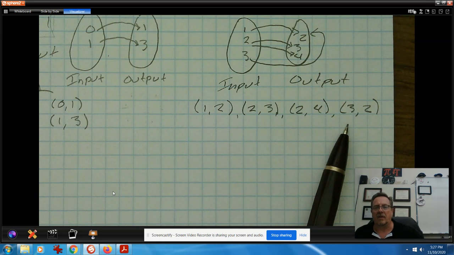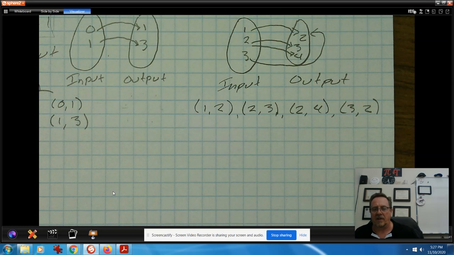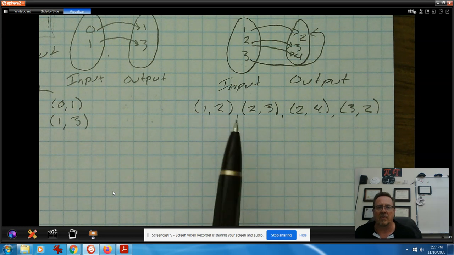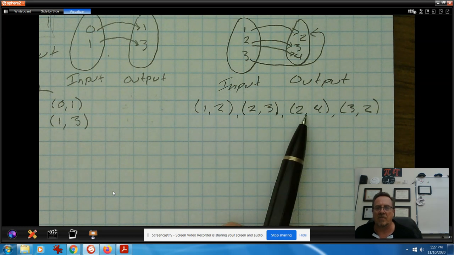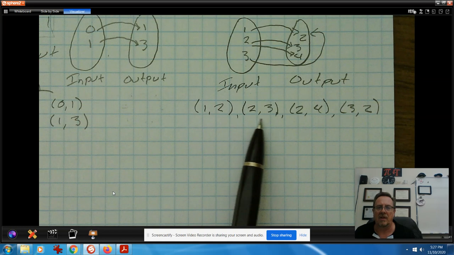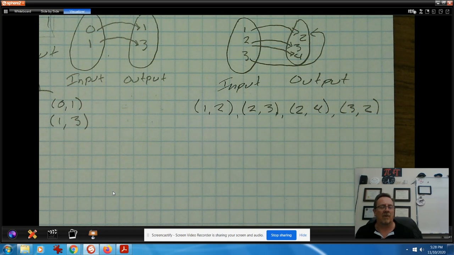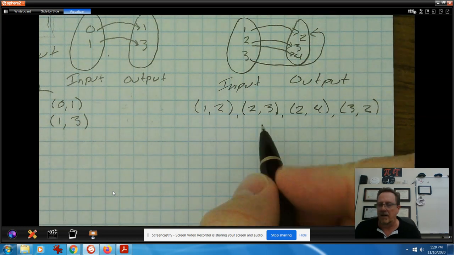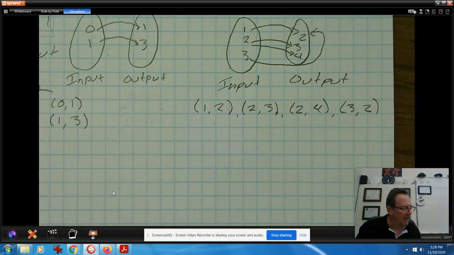Okay. And then, of course, the last one, (3, 2), that's fine. That's not breaking any rules. But right here, we've got two ordered pairs where the input value 2 is getting mapped to different output values. So that violates our rule for functions, and you say, not a function.